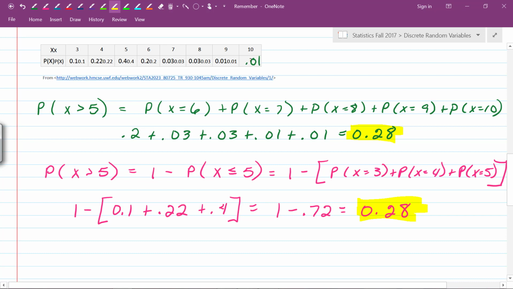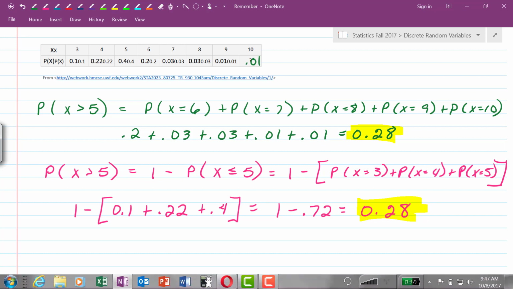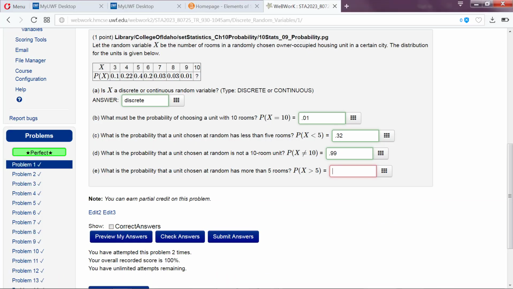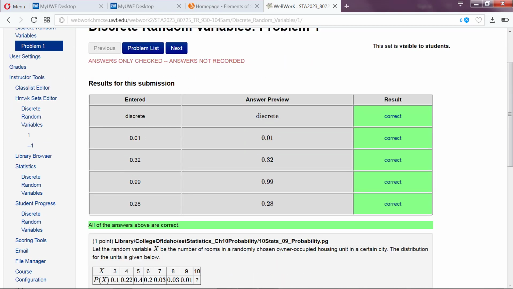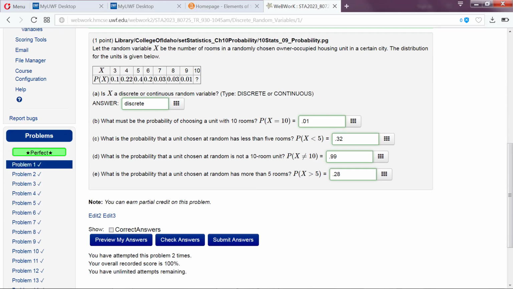All right, let's go put that in. 0.28 and check our work. Good job. We have all the correct answers for problem number 1.